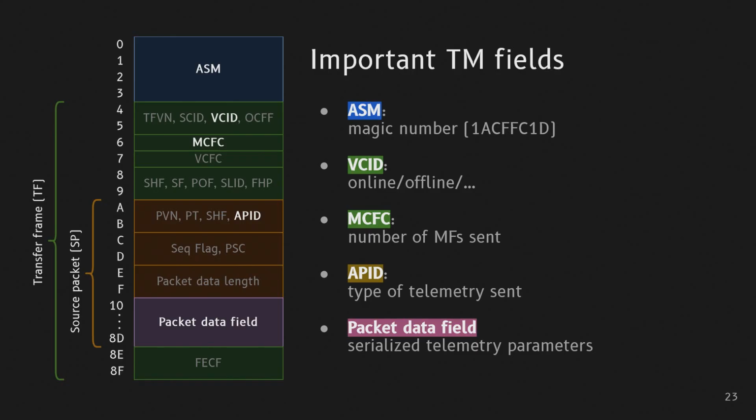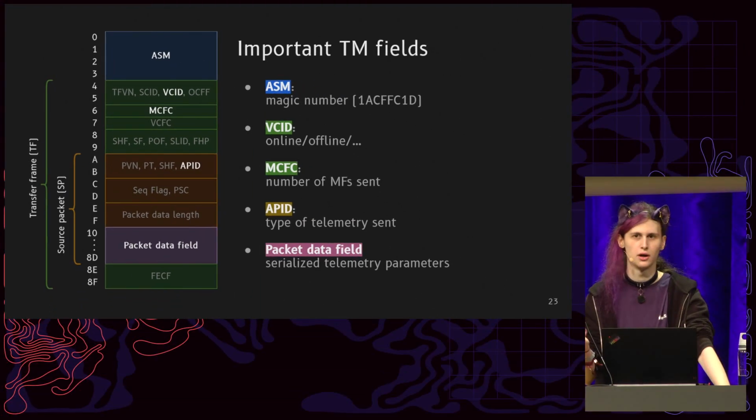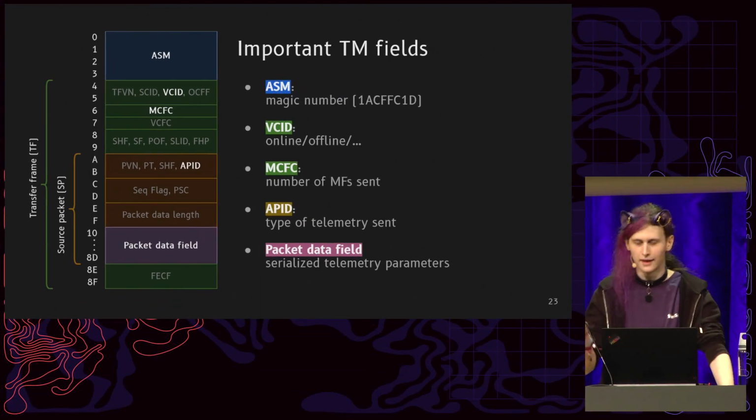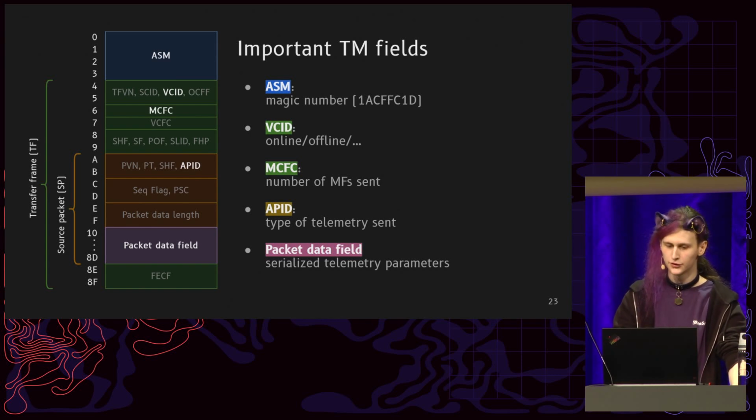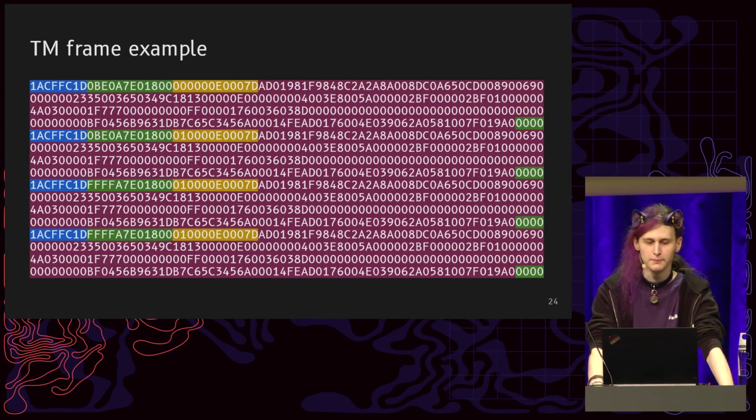You have a master channel frame counter, or MCFC, and this is just a little counter that ticks up every time a frame is sent. And this is useful because you can check that counter, and if there's a gap in that counter, you know you missed a frame. Then you have an APID, and this really determines the type of telemetry and the format of telemetry sent. So it could be normal housekeeping telemetry, or a flash dump, or, I don't know, other image data, right? And then you have the packet data field, and that's the actual user data, and that's formatted according to that APID.